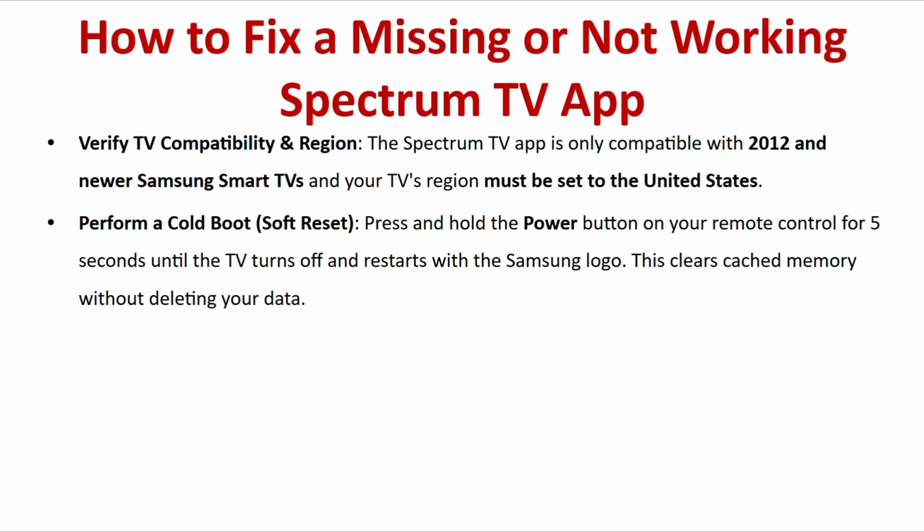How to fix a missing or not working Spectrum TV app. First, verify TV compatibility and region. The Spectrum TV app is only compatible with 2012 and newer Samsung Smart TVs, and your TV's region must be set to the US. Perform a cold boot soft reset. Press and hold the power button on your remote control for 5 seconds until the TV turns off and restarts with a Samsung logo. This clears cached memory without deleting your data.